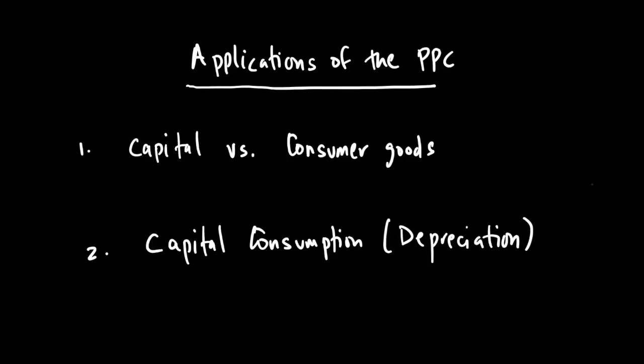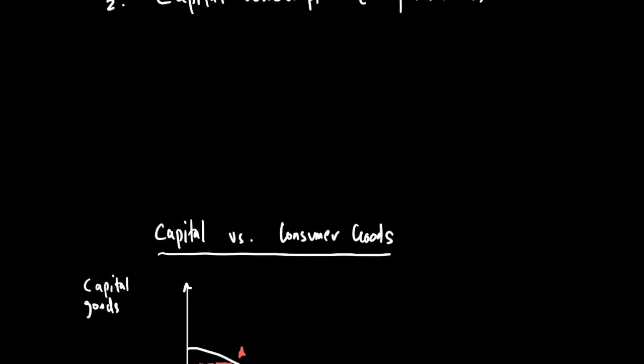The last thing we want to talk about is basically the application of PPC. Now, there are two kinds of applications we want to talk about. Number one is capital versus consumer goods, which is basically, if a country decides to put more of their resources in making capital goods, what is the opportunity cost in terms of consumer goods? And the second discussion is what we call capital consumption or depreciation. So let's start with the first, capital versus consumer goods.